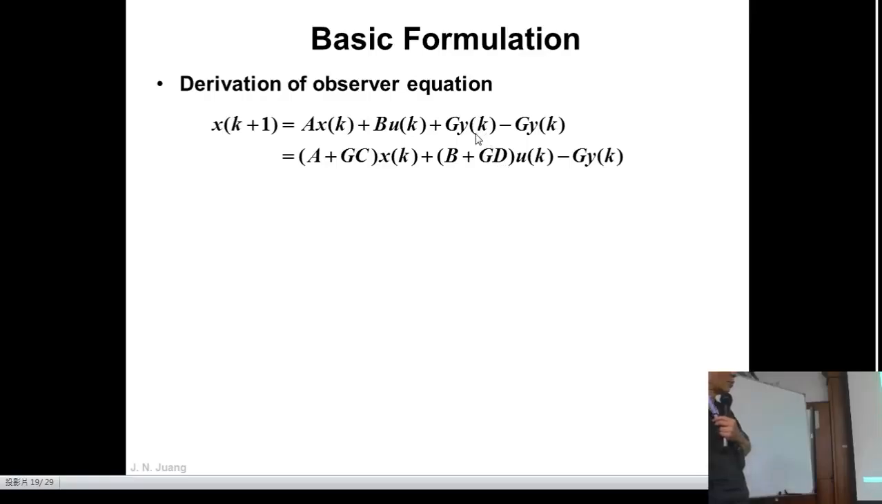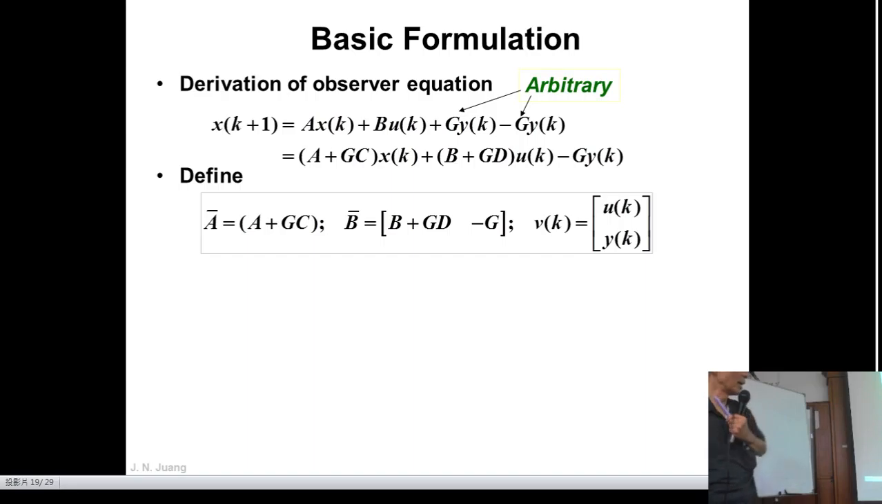Now, when I substitute one y, I set y equal to Cx plus Du. This y, I substitute into that equation, and then I have this. See, this is arbitrary at this moment. Then I can define A plus GC times xk, and then plus B plus GD times uk.